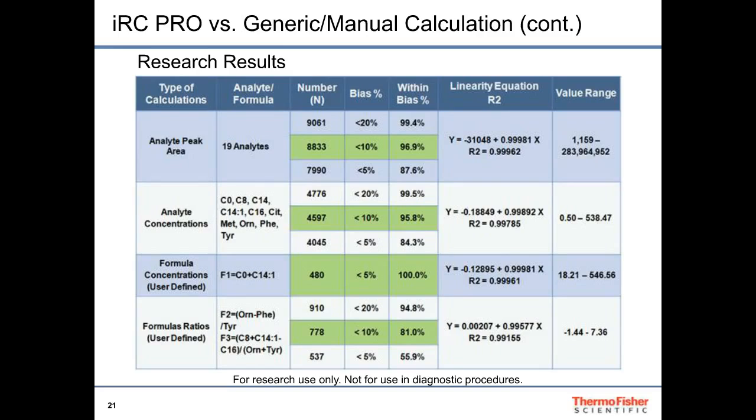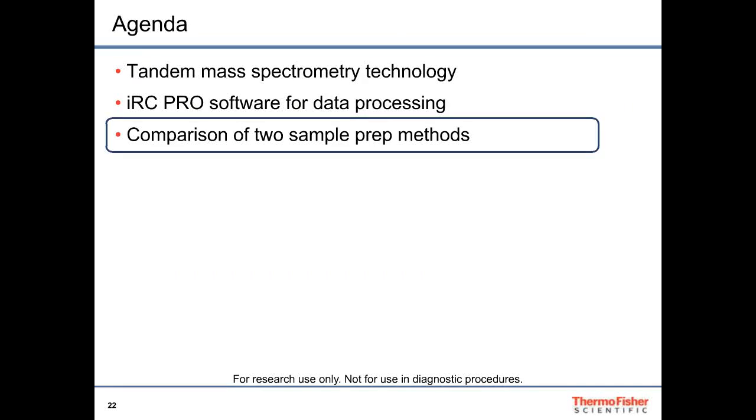A more complicated formula that you see down here, involving amino acids and acylcarnitines, had a bias of less than 10% for 81% of the 960 calculations that were performed. So this formula stresses the system, and I really don't know many others who would use such a complicated formula, but this was done to show you how we're able to handle very complicated formulas by IRC Pro.